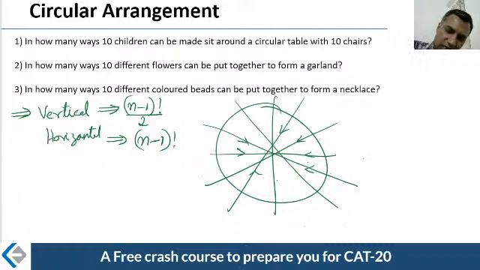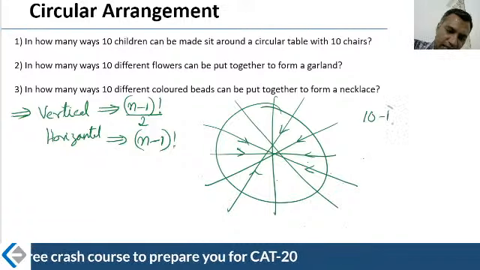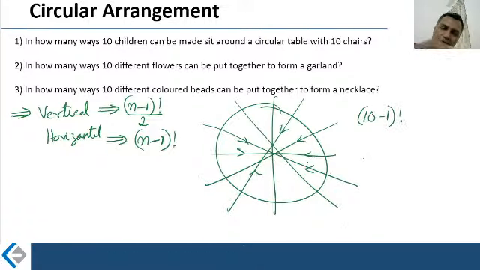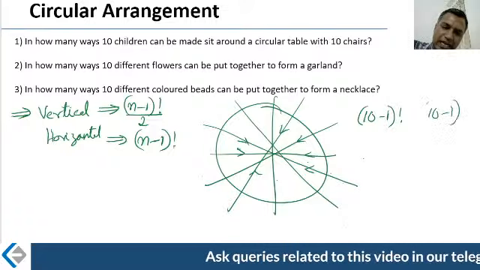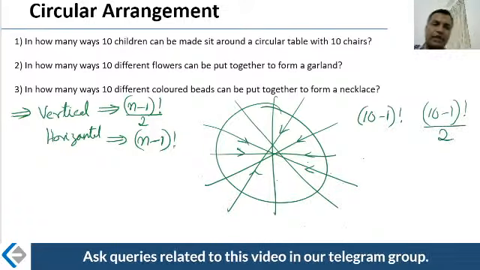Because they're sitting around a circle, you know that you must write 10 minus 1 factorial for sure. But the doubt that comes to your mind is: should I divide this by 2 or not? No, you don't have to divide this by 2.